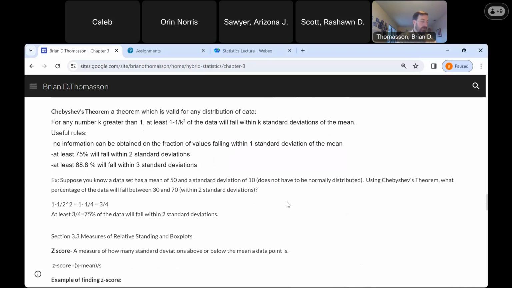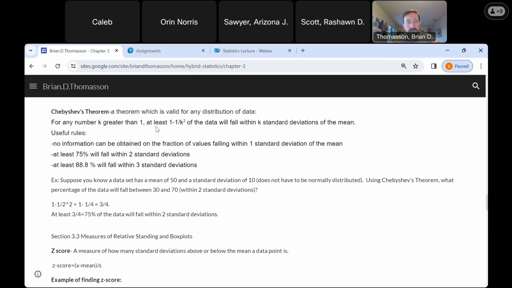All right, now we have Chebyshev's theorem. This is very similar, but the difference here is it's not requiring a normal distribution. Chebyshev's theorem is a theorem which is valid for any distribution of the data. So it does not have to be normal. It can be any crazy distribution, and this will hold. Whatever the distribution is, this will hold up. Okay, so it has fewer requirements.